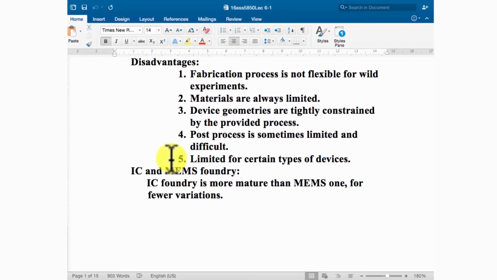So that's why we need to understand what kind of fabrication process we can get from the foundry, and what kind of material, and also the thickness from the foundry. Then we will consider whether this foundry process is suitable for our current design or not. If not, maybe we need to choose another foundry, or maybe we need to consider doing it by ourselves. So that's a different thing.